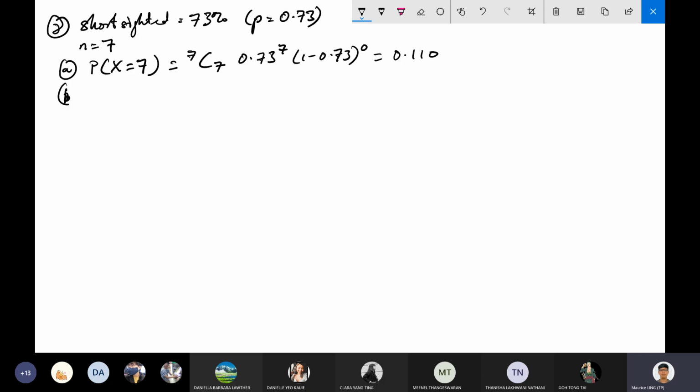Question 2B, more than 5. Is 5 included? More than 5 are short-sighted. Is 5 included? No. Okay, so more than 5 means that you calculate for only 6 and for 7.